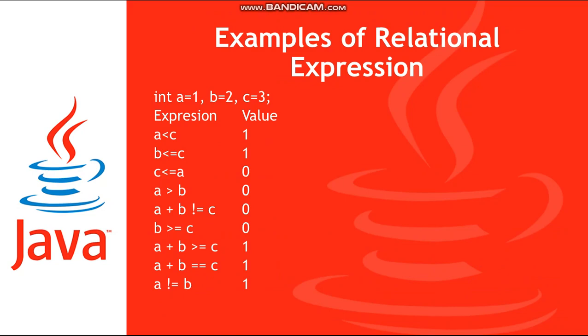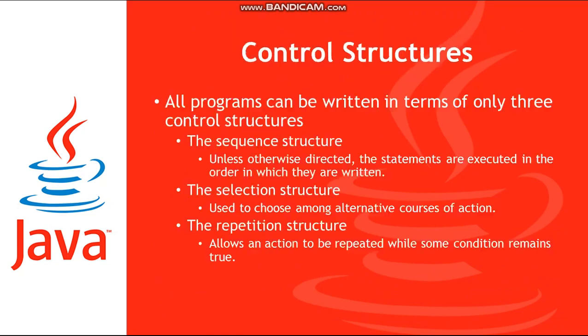These are the expressions that will give the result 0 or 1. If it is true, that is 1. If it is not true, then it is 0. All programs can be written in terms of only three control structures: sequence, selection, and repetition.